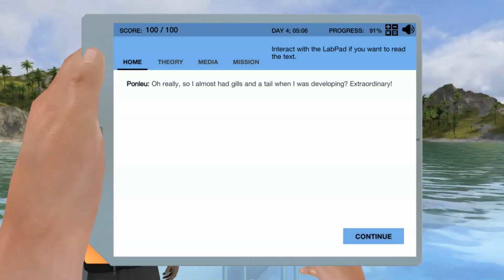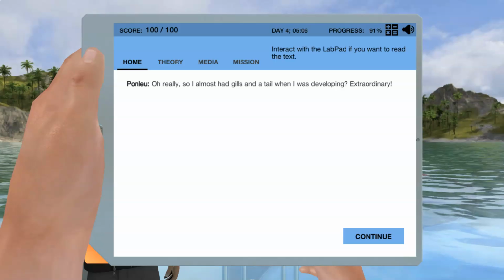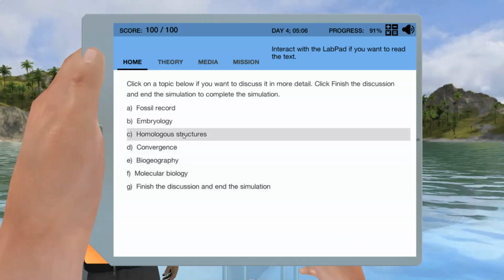Oh really? So I almost had gills and a tail when I was developing. Extraordinary. Click on a topic below if you want to discuss it in more detail.